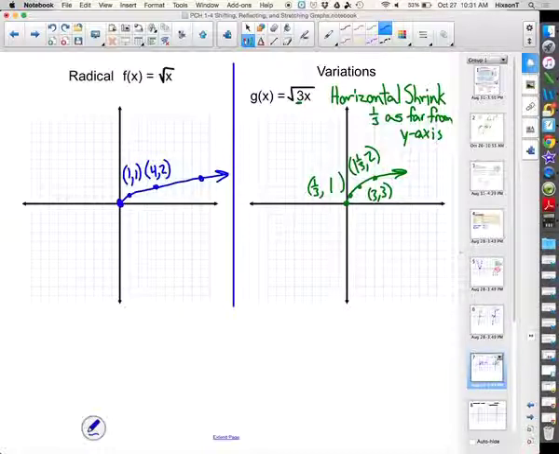It's a vertical stretch by root 3. This is the same as this. Okay, it's just, you don't have to try to work around a little bit, you know.